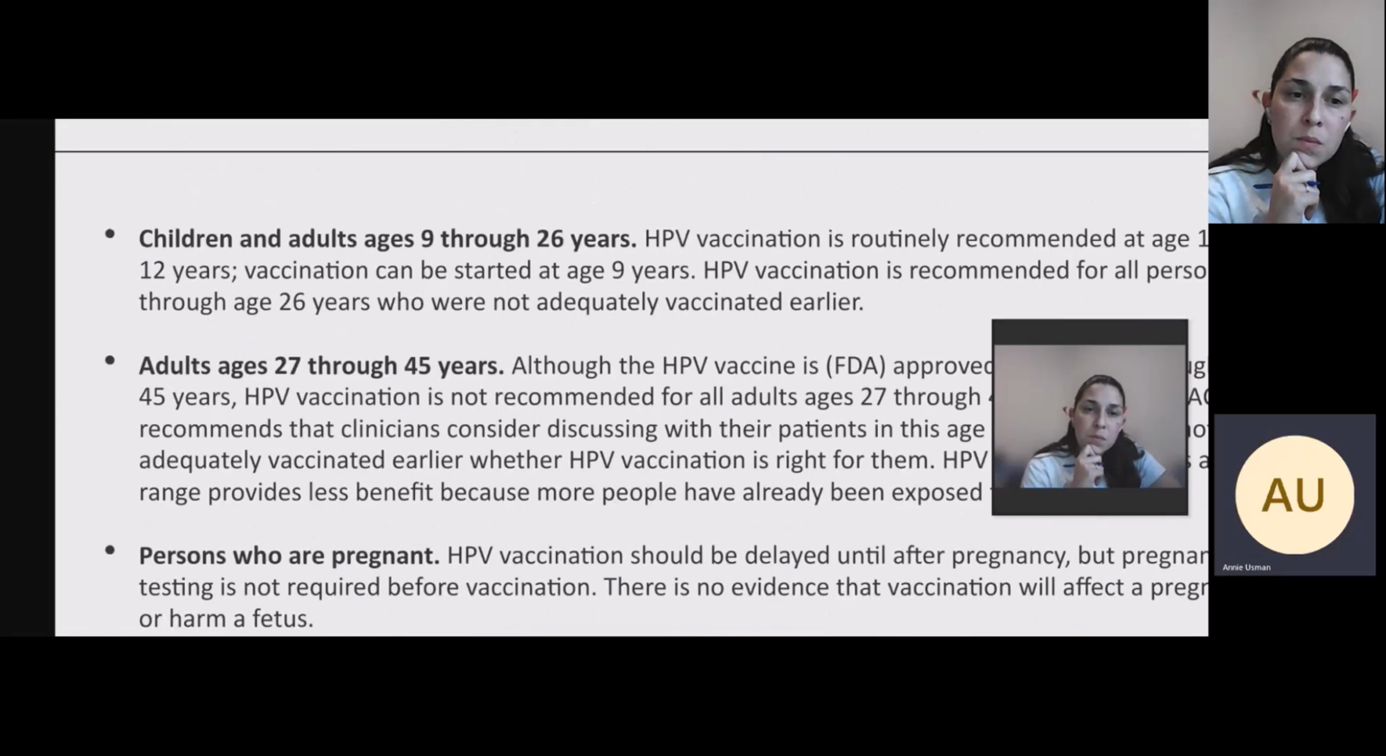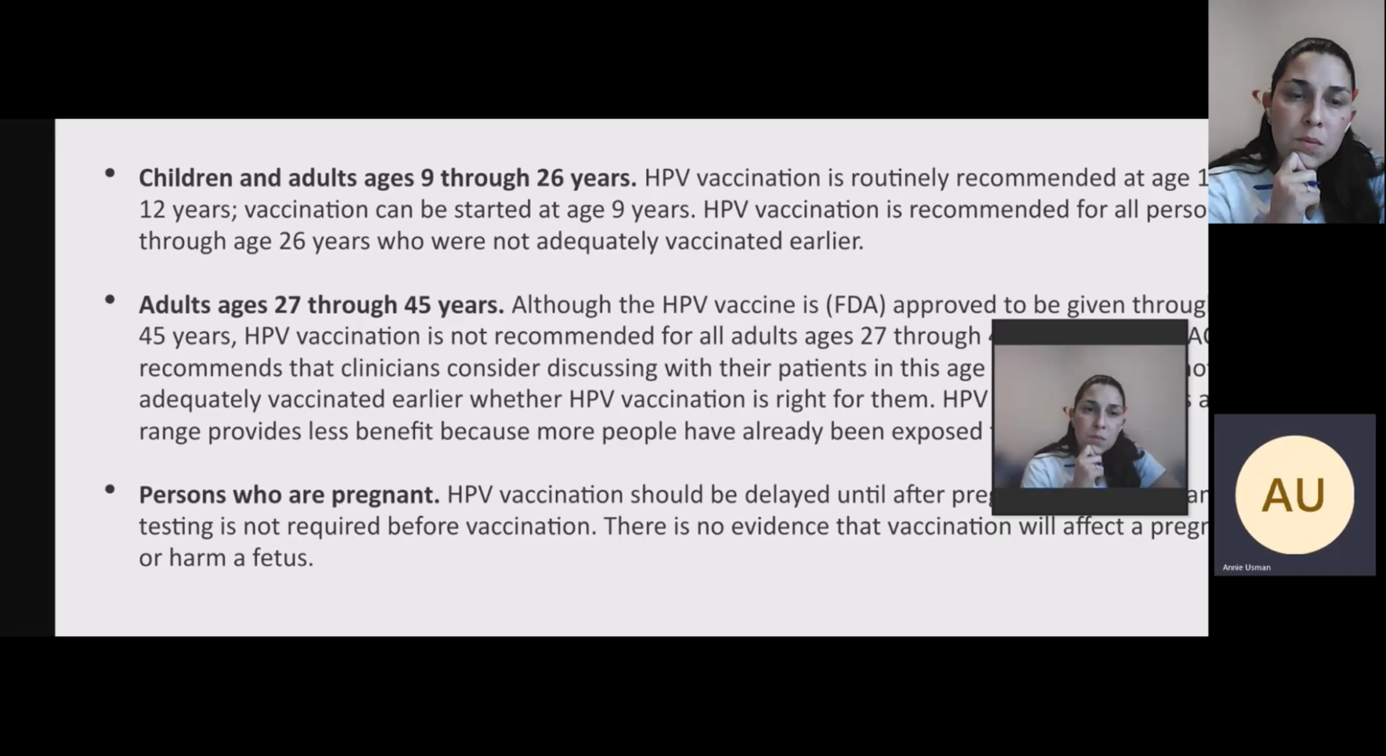So if we go on to the next slide, this is again a detailed view of what age the vaccine should be given, when we should be vaccinated, and the dose amounts for every specific age group. For children and adults ranging from 9 to 26 years, it's again a 3-dose regimen, which is given as recommended.